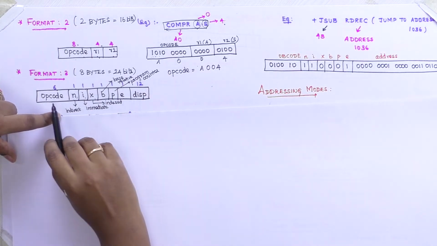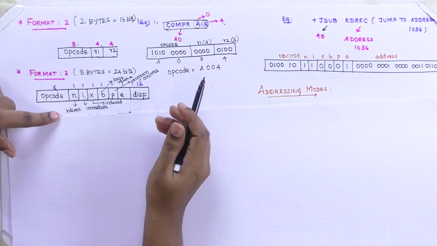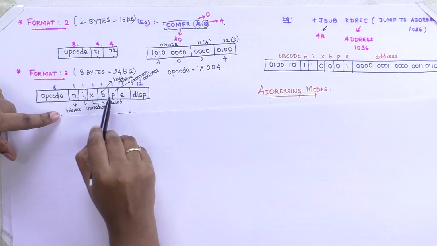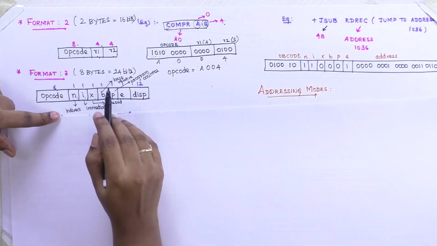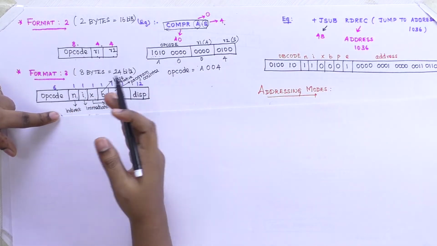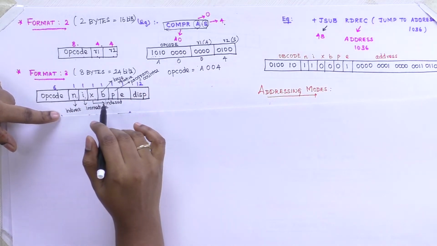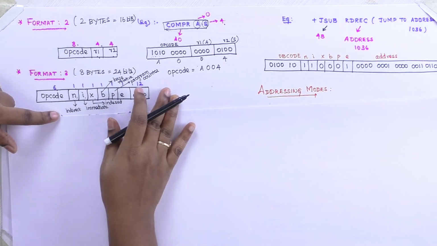Depending upon the addressing modes that we use in our program, we will represent each of these N, I, X, B, P, E values as either 1 or 0. We will see this in detail when we study addressing modes.